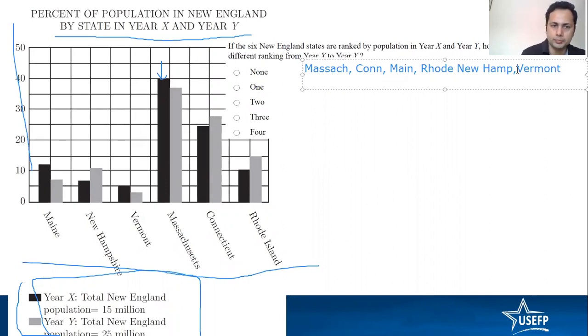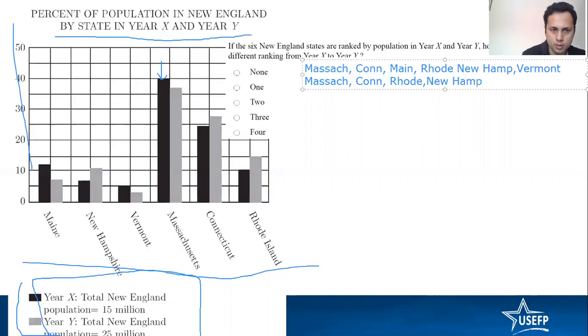In year Y, again Massachusetts was number 1, Connecticut was number 2, and third was Rhode Island. And after Rhode Island, it was New Hampshire.